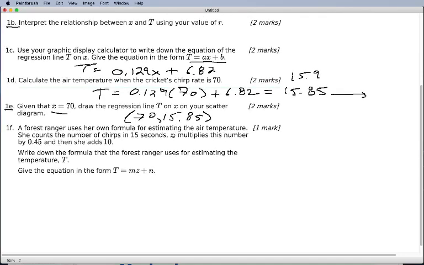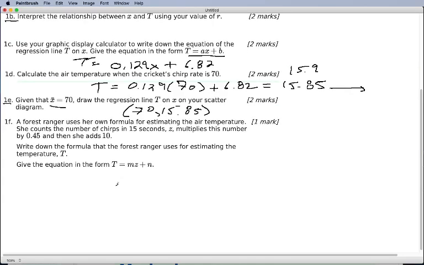All right, if we look at part F, we have a forest ranger who uses her own formula for estimating the air temperature. She counts the number of chirps in 15 seconds, Z, multiplies this number by 0.45, and then she adds 10. Write down the formula that the ranger uses for estimating the temperature T. So this is a bit of a strange question, but it's very simple to do.